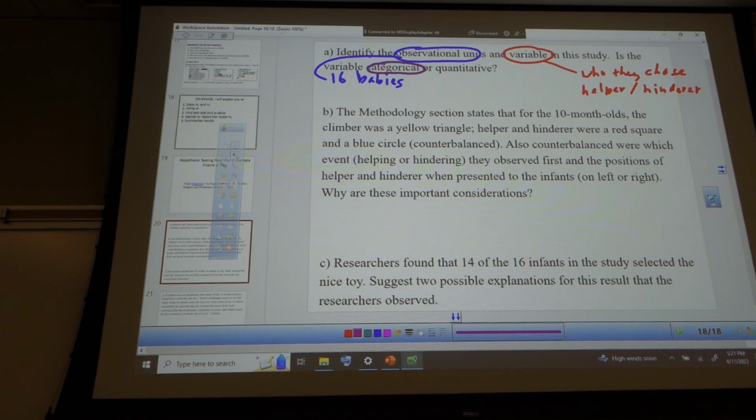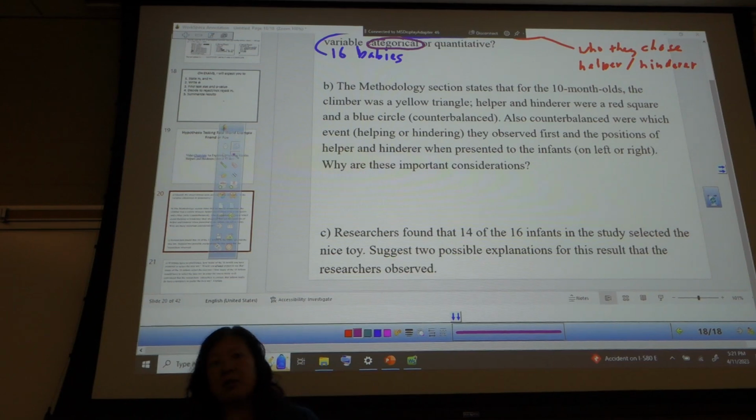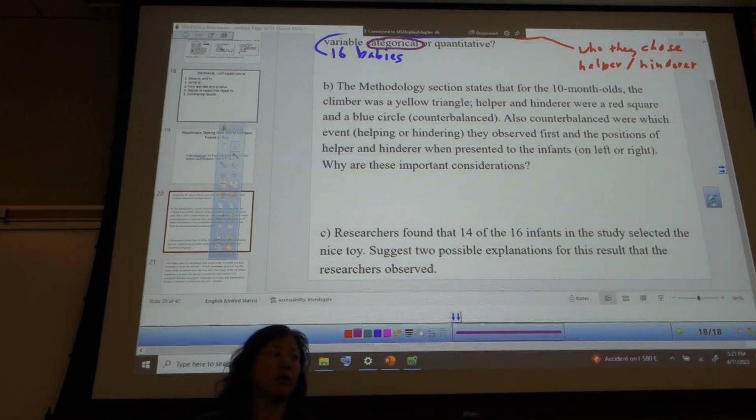Yep. Good. Now, the methodology section states for 10 months old, the climber was a yellow triangle, helper and hinderer were a red square, blue circle, counterbalanced. Counterbalance again means that they're swapped, right? Sometimes one will be the helper and sometimes the other one, sometimes the red square will be the helper, sometimes the red square will be the hinderer. Also counterbalanced was what position they're presented in. Which one was on the left? The helper was on the left sometimes, and with other babies the helper was on the right.